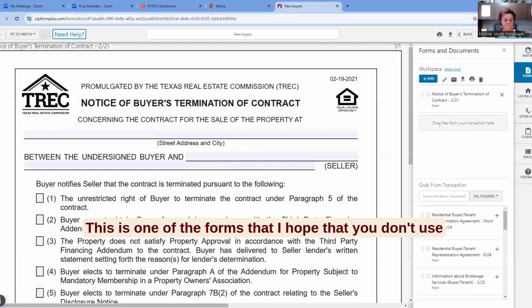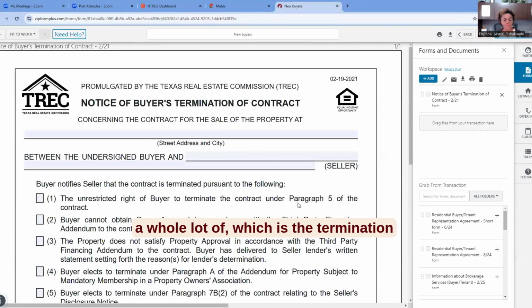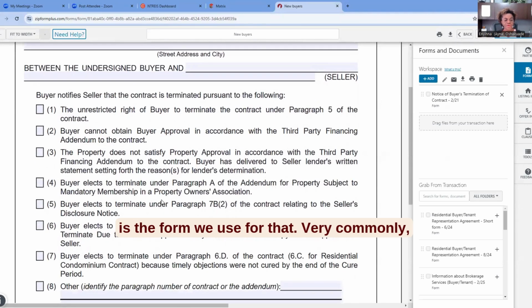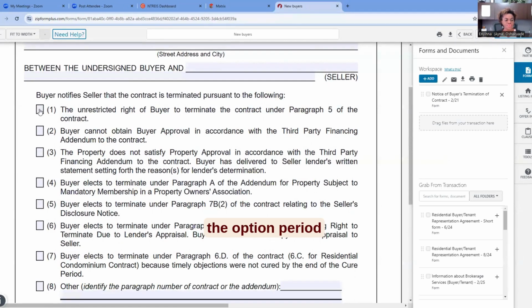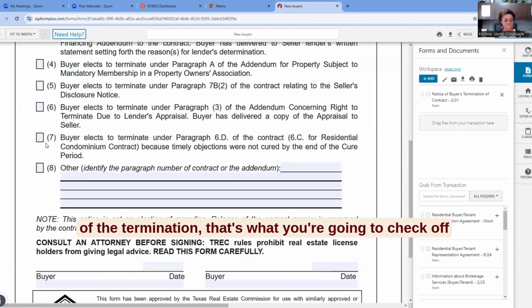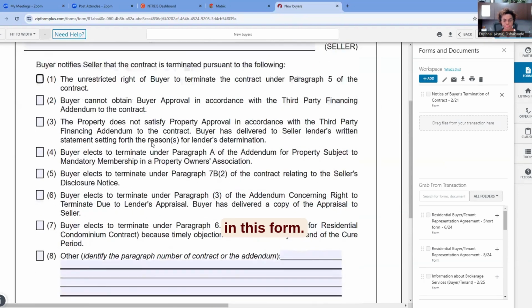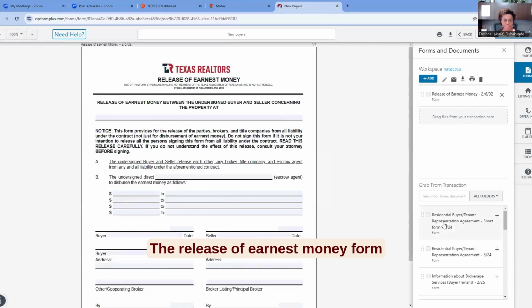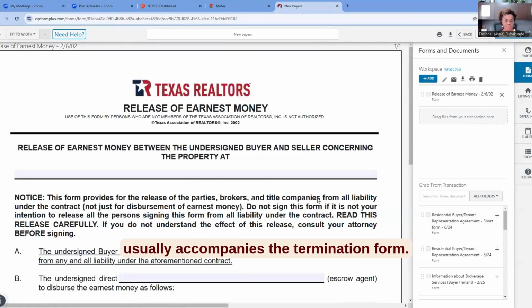This is one of the forms that I hope you don't use a whole lot of, which is the termination of the contract. But sometimes it does become necessary for the buyer to terminate the contract. So this is the form we use for that. Very commonly, we see a termination during the option period or inspection period, and that's the box that you would check off. So whichever applies to the cause of the termination, that's what you're going to check off in this form.